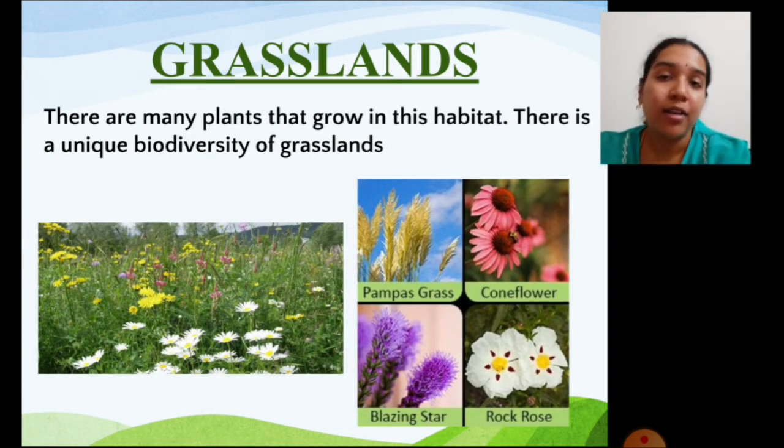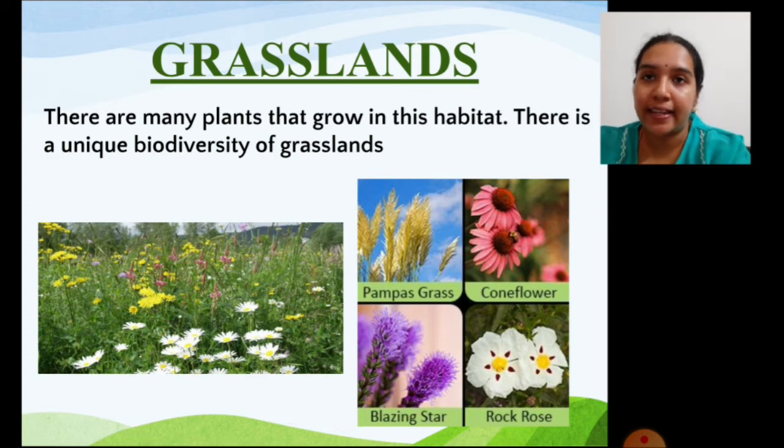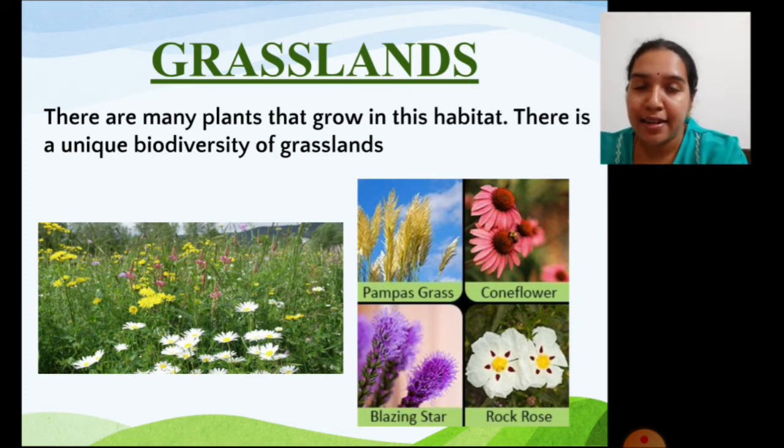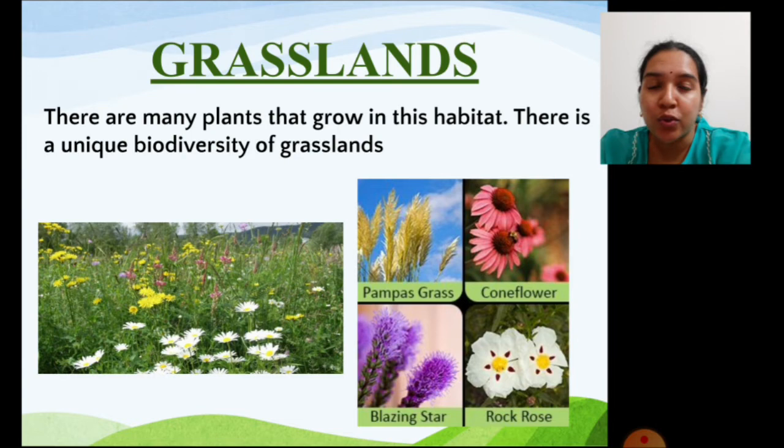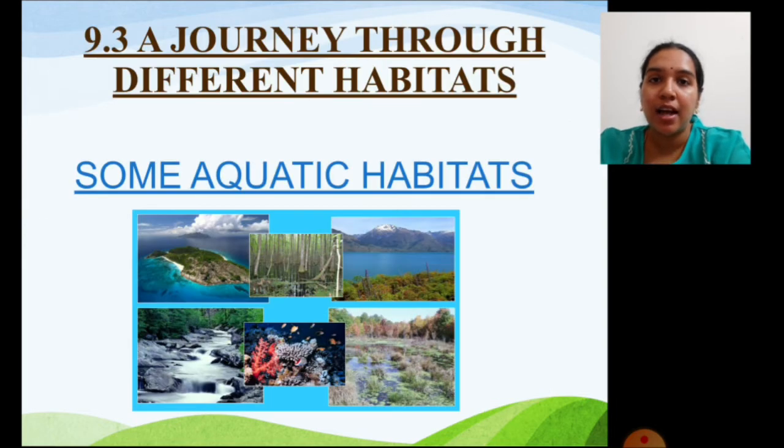What about the flora of this area? As the name itself says, grassland, the vegetation seen in grasslands is the grasses. This area also has a blooming season where we can study plants like coneflower, blazing star, rock rose, pampas grass, etc. So this is about the grassland habitat.